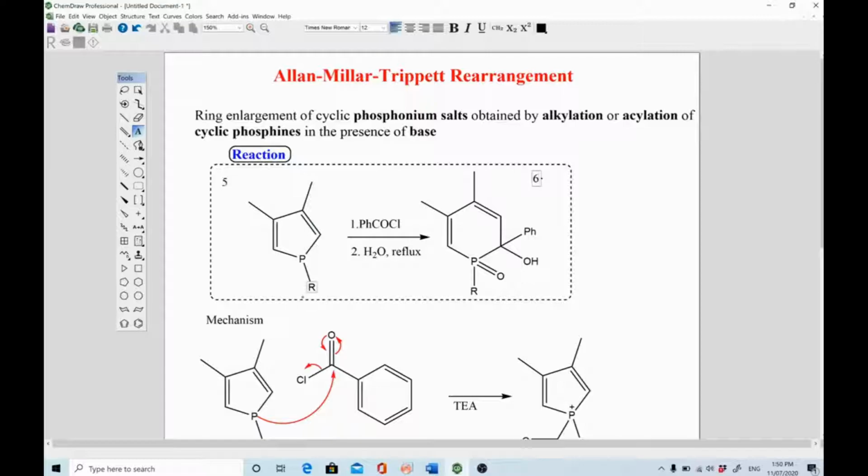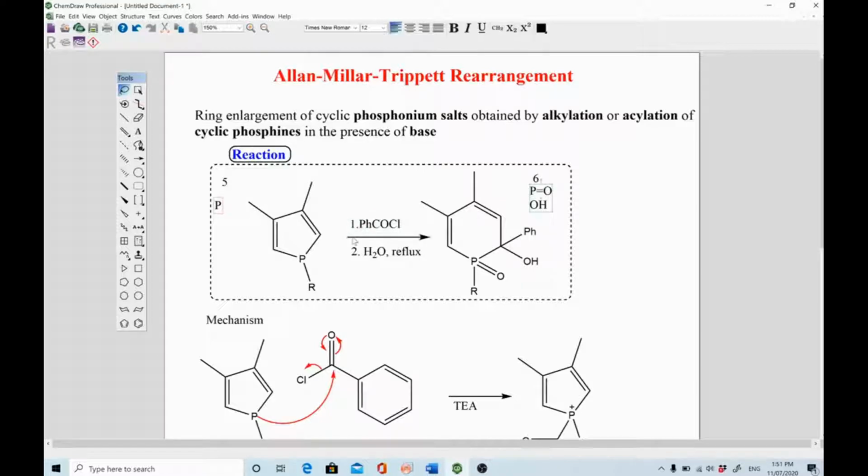Alright, and the next is if you start from P, you will end at P double bond O, and these are the key conversions. And the third addition you will get is an OH group on the product side. So these are the key 3 things you get on the product side: a 6-member ring, phosphorus double bond oxygen, alcohol, and a substitution. And this depends upon what kind of reagent you are using.